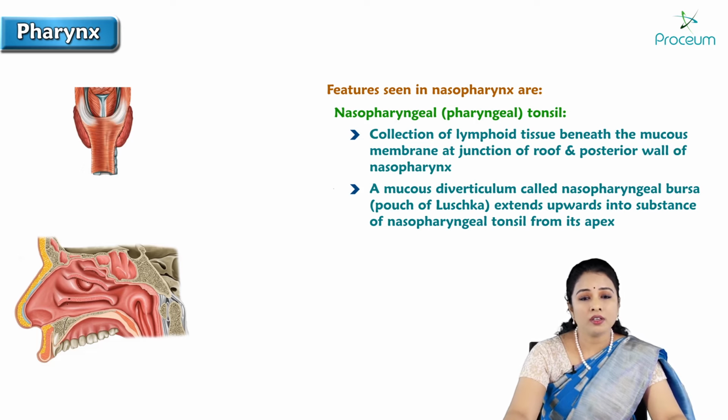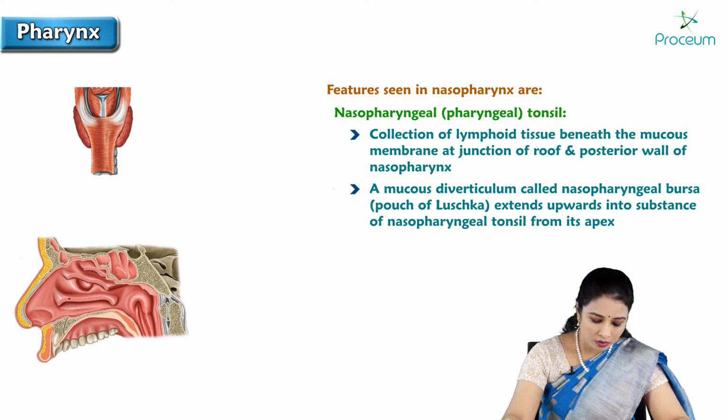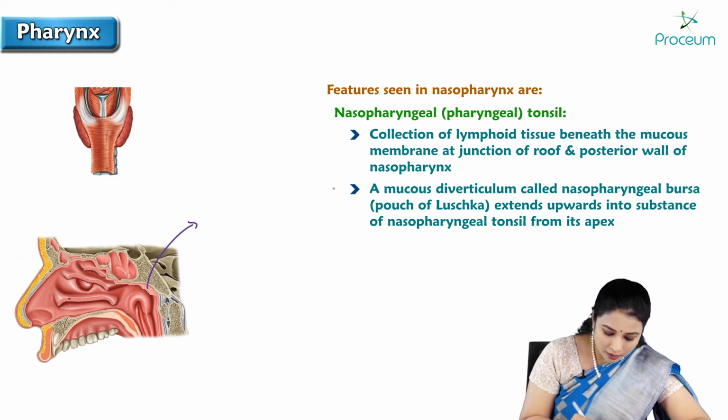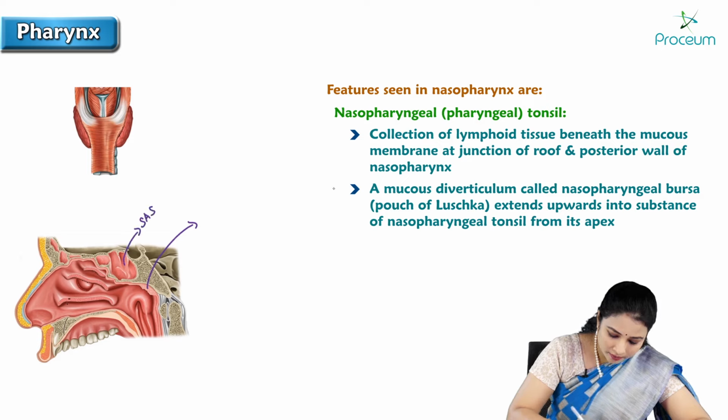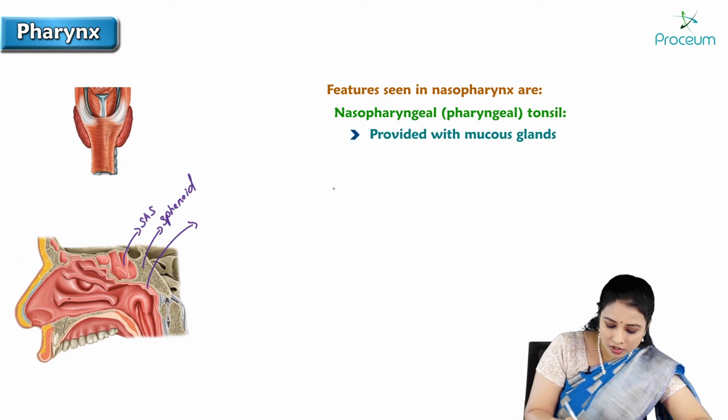Nasopharyngeal tonsil or pharyngeal tonsil. It is the collection of lymphoid tissue beneath the mucous membrane at the junction of the roof and the posterior wall of nasopharynx. So here we can see the collection of lymphoid structure below the sphenoid. So here is the sphenoidal air sinus. This is the sphenoid bone. So just below the roof we can see the nasopharyngeal tonsil.